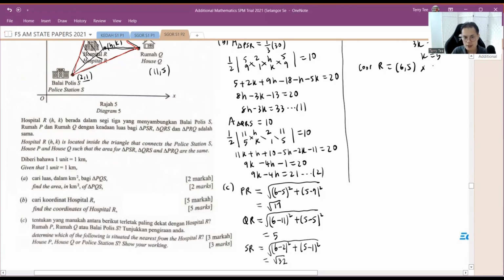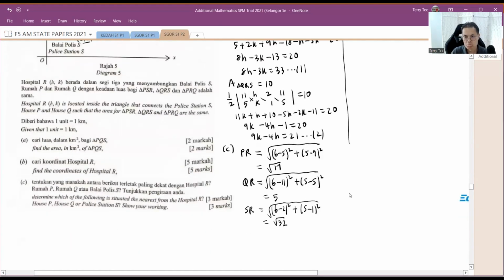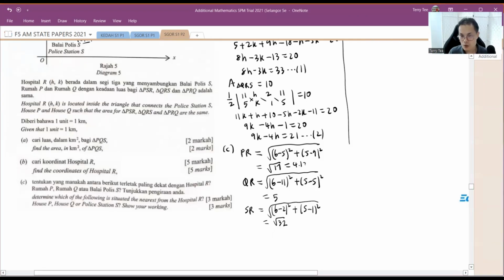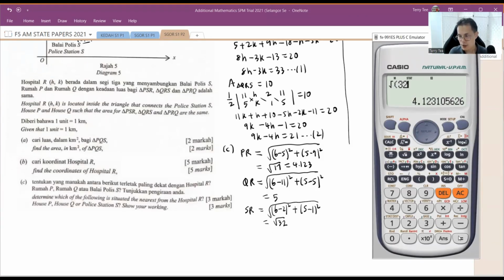So obviously, we can see this is the furthest away, right? You want to find the closest one. Okay, let's use our calculator. Square root 17 will be the smallest one, right? Just double check. 4.123. Square root 32 obviously is bigger. Square root 32 is 5.657.